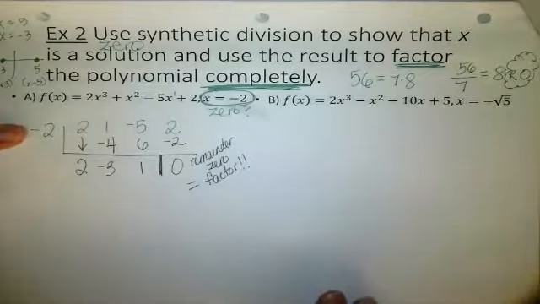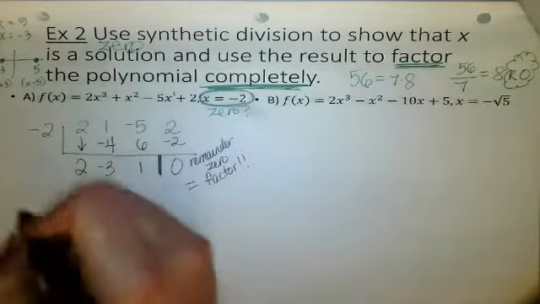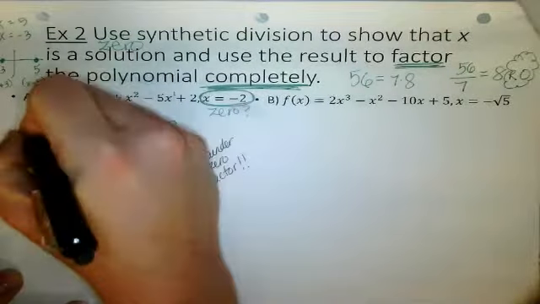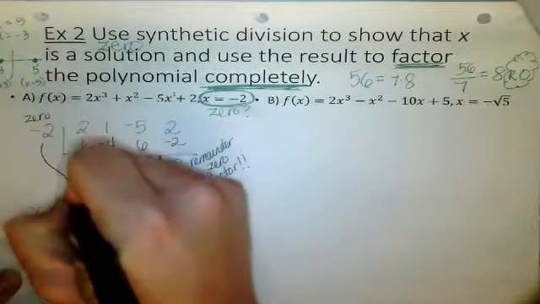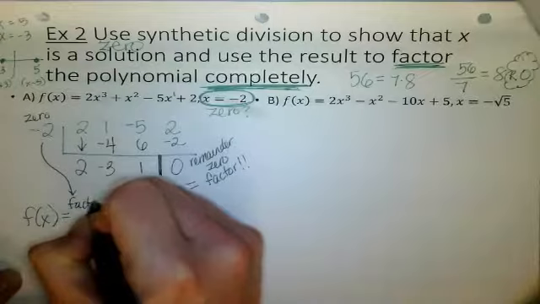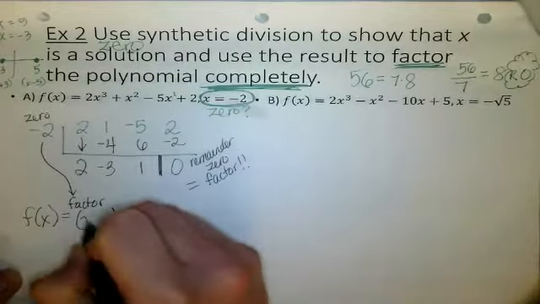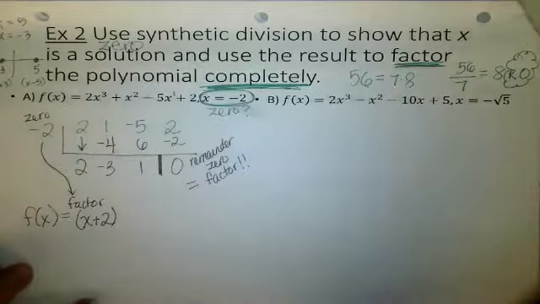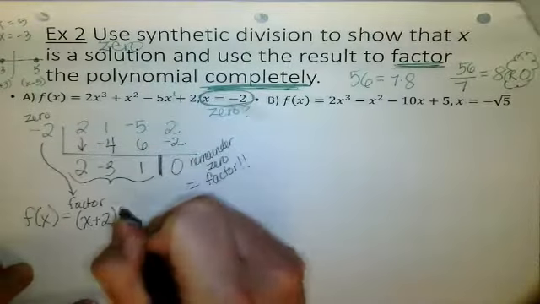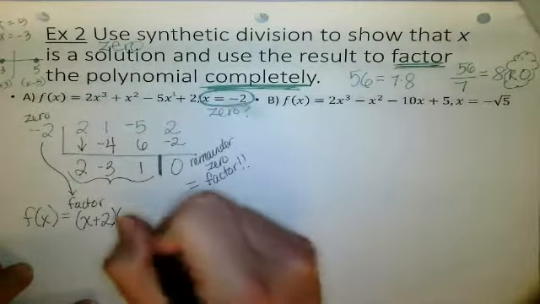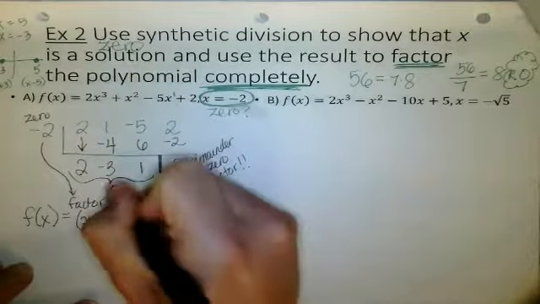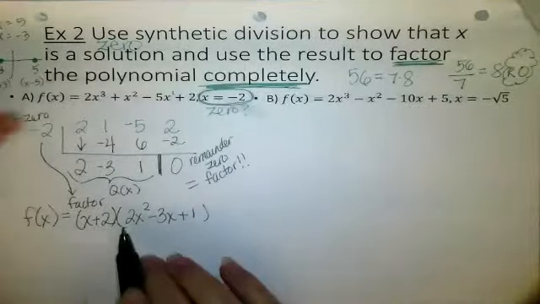The 0 is -2. What's the factor? X plus 2. Very good. -2 is the 0, and the factor we would rewrite as x plus 2. And what's our quotient? 2x squared minus 3x plus 1. So there's our quotient, q of x.